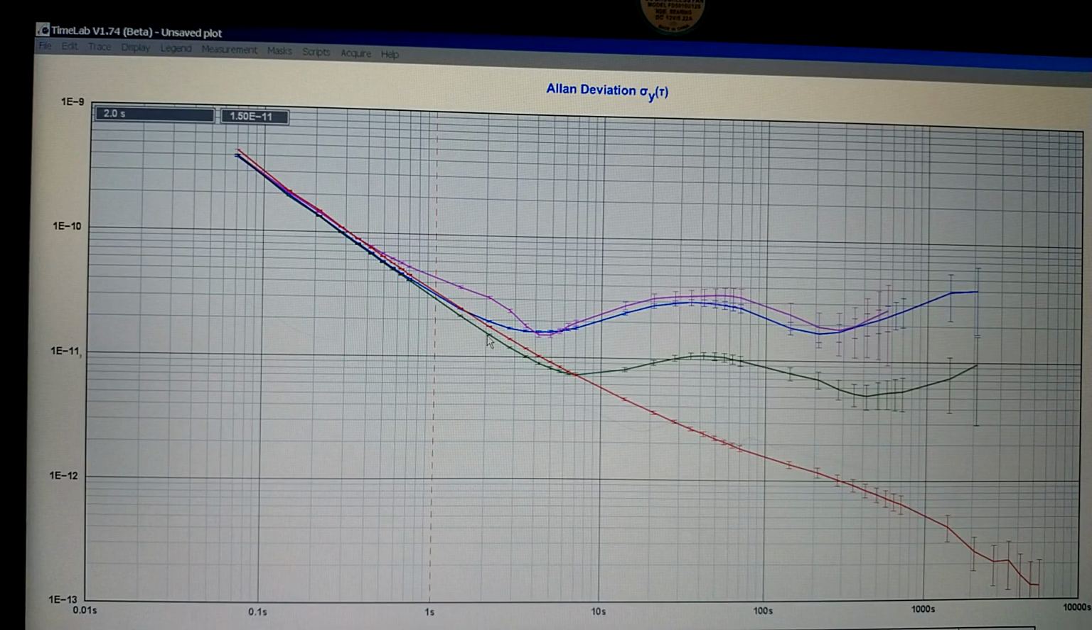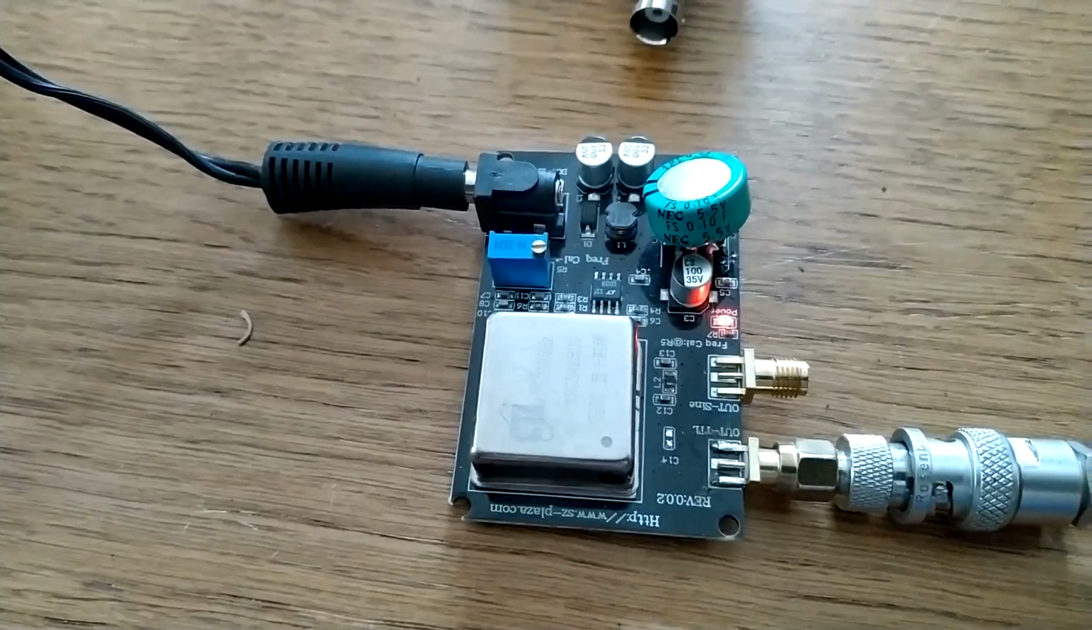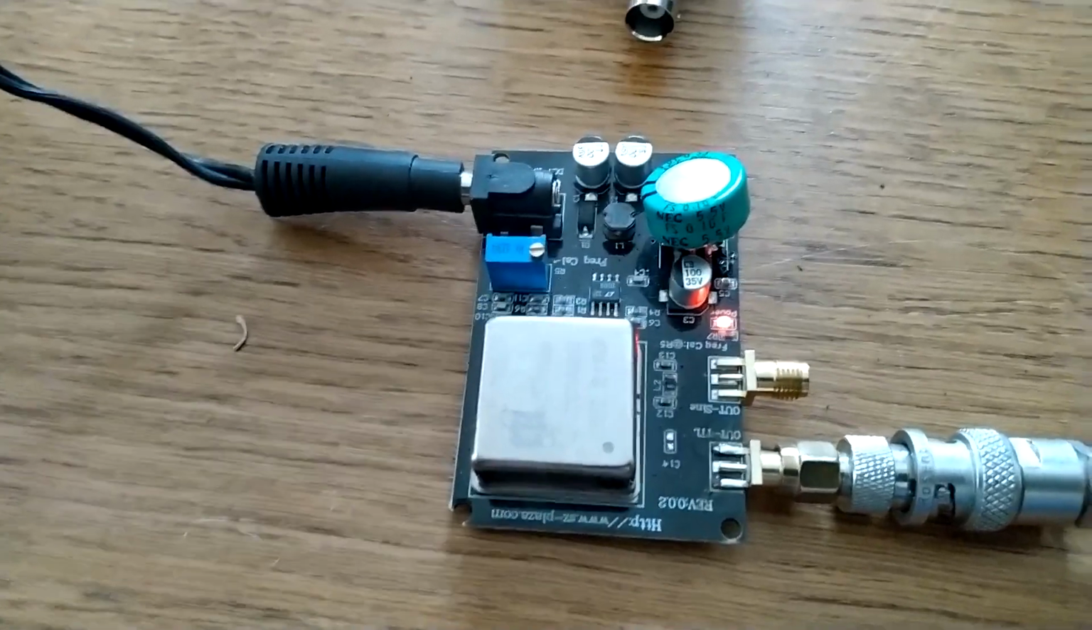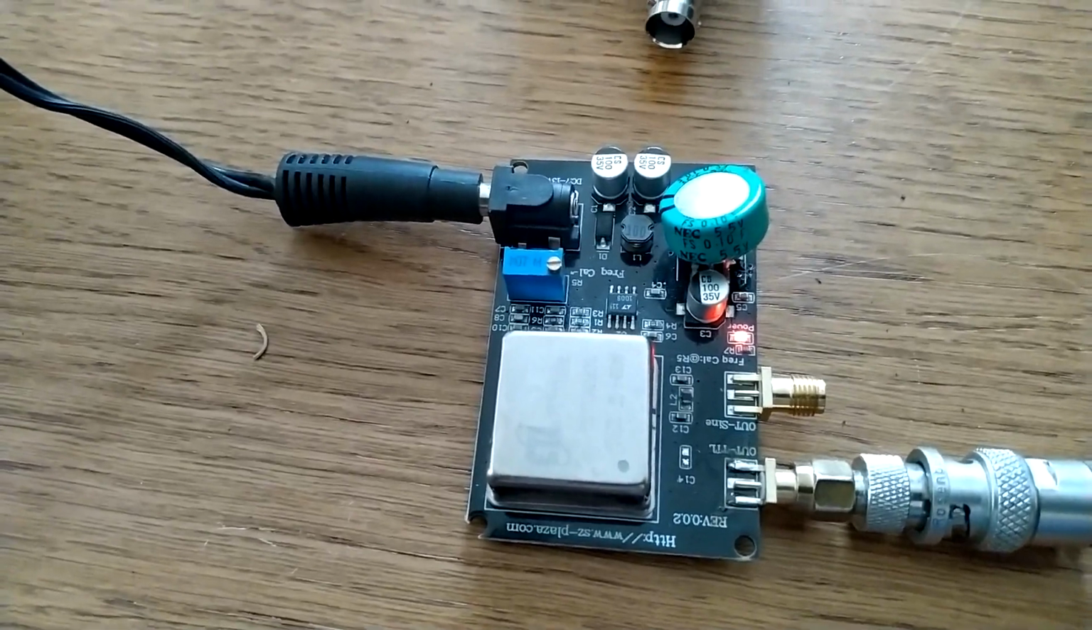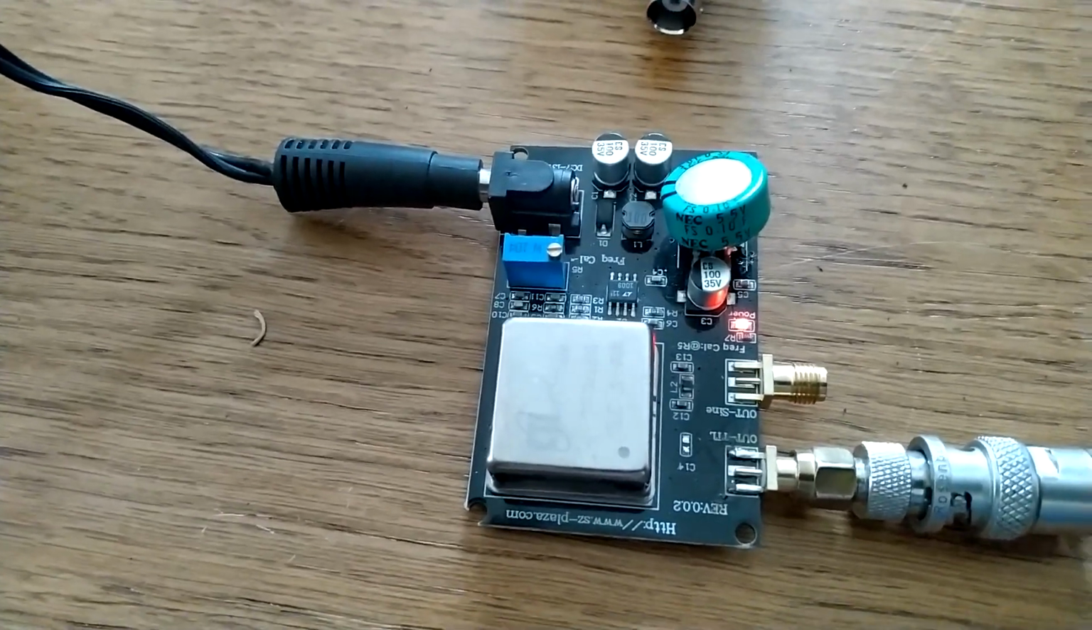But I know that the Wenzel is far more quiet at 0.5 Hz. So the instrument noise dominates, and below 1 second the only thing I see is the instrument noise, except for this red trace where the power supply is very noisy also at short times. This oscillator from CTI is noisy enough to overcome the internal noise of the measurement system with the 5370A.